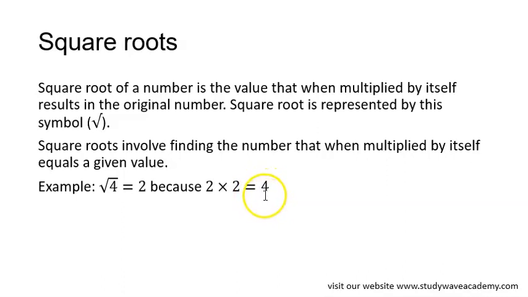Okay? That is how we got 2 as the square root of 4. Remember, it involves finding the number that when multiplied by itself will give you a given value. When 2 multiplies itself, it will give you 4. So the square root of 4 is 2.